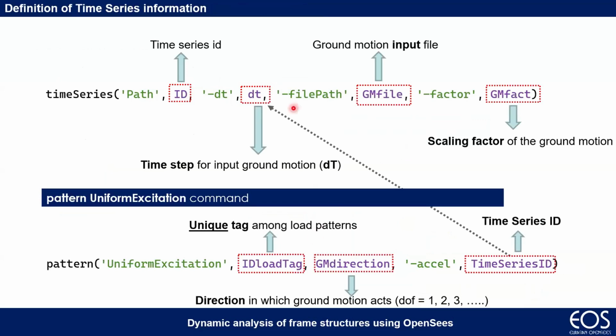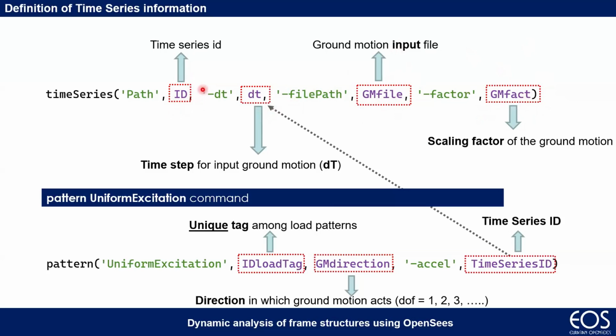In time series, you have to define the ID of the time series, the time step of the time series, where to find the time series, for example, here from a file, and here, of course, the name of the file, and the scale factor. I said before that you can use the scale factor since in OpenSees you can scale automatically the input if you want. There is a problem with the arrow since this arrow will point here.